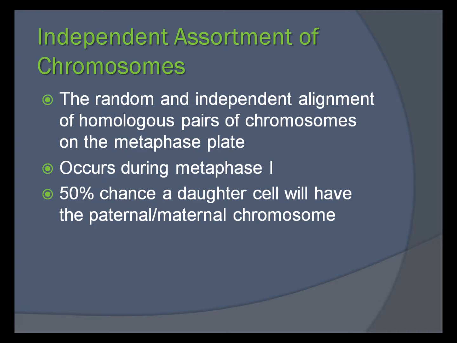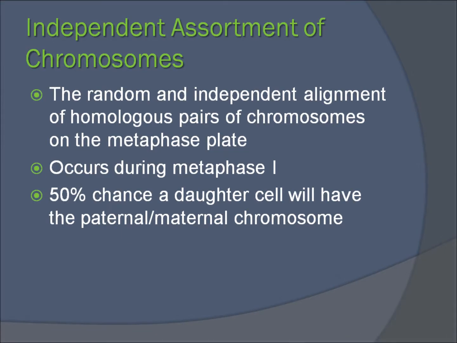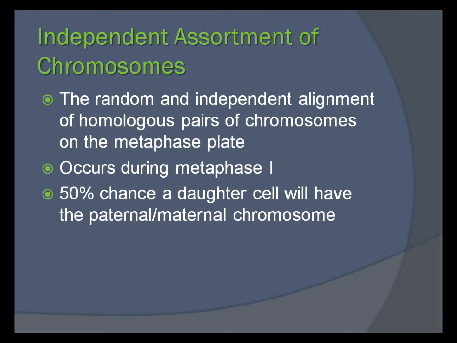In humans, this process alone creates 2 to the 23rd power combinations of maternal and paternal chromosomes. This is approximately 8.4 million genetically different gametes that could be produced during meiosis.